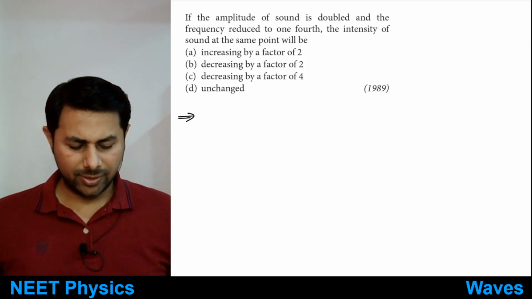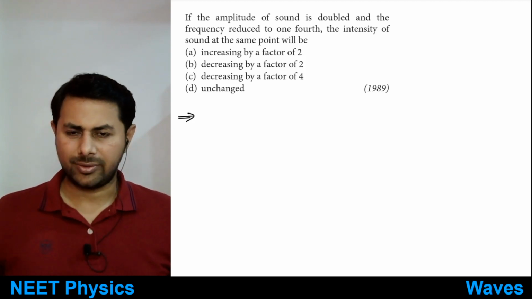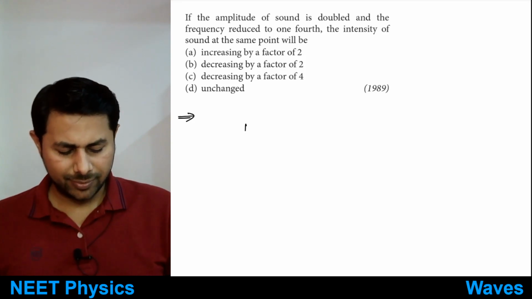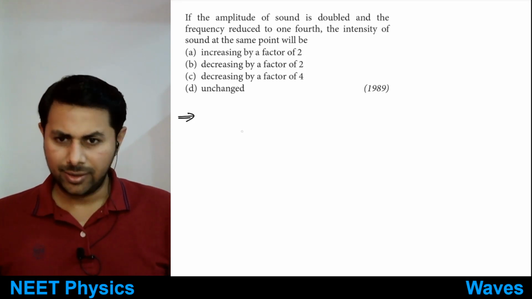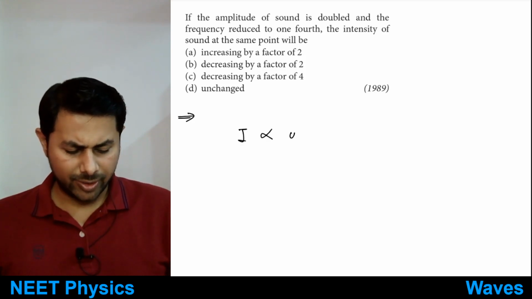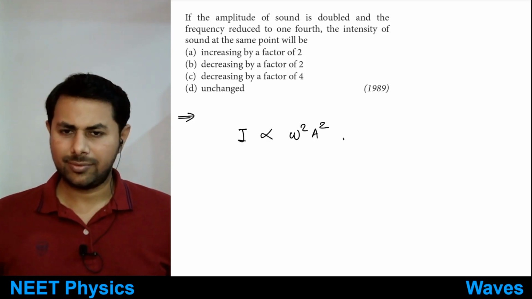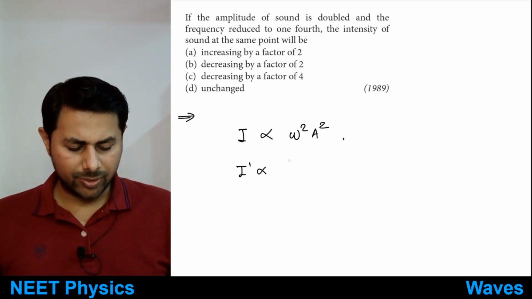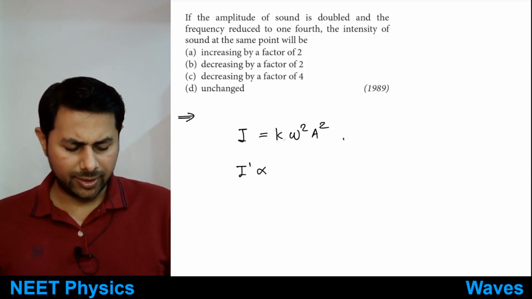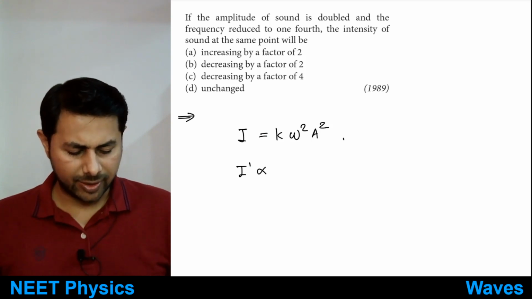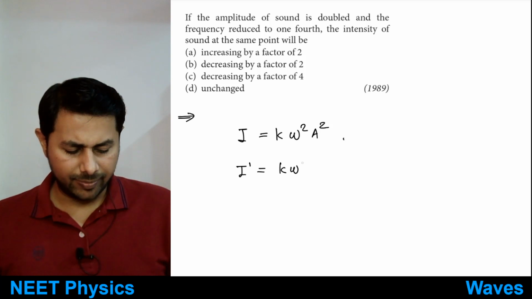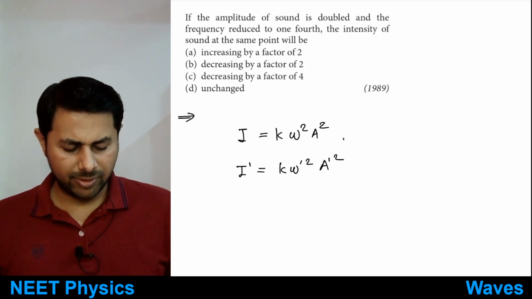Amplitude is doubled, frequency is reduced to 1/4. This is simple. Intensity is directly proportional to what? Omega square a square. Okay. So I prime would be proportional to what? So here you can say it is k times omega square a square, and I prime would be k times omega prime square a prime square.